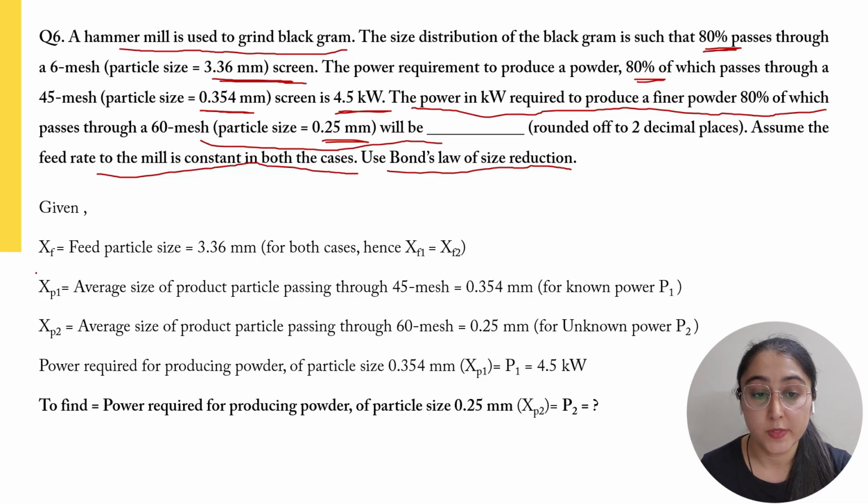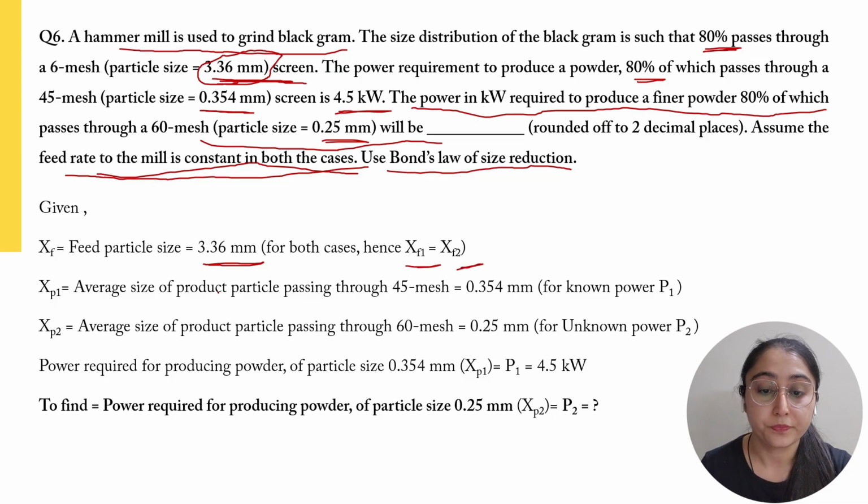Now let us look at what is basically given. First, the feed particle size is given. The original particle size that we are given is 3.36 mm, right? So we are beginning with 3.36 mm, and since the question says that the feed rate is constant in both the cases, the feed rate 1 will be equal to feed rate 2.